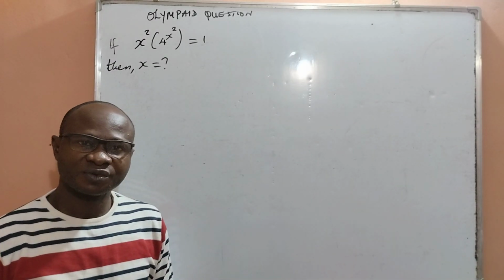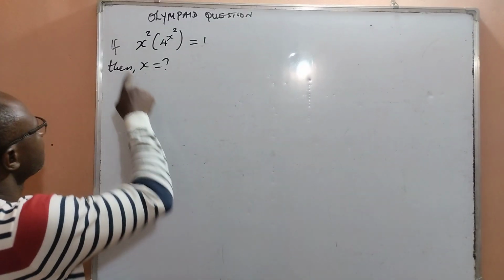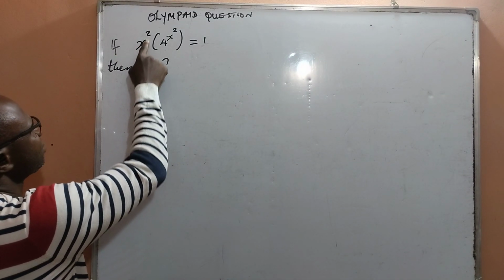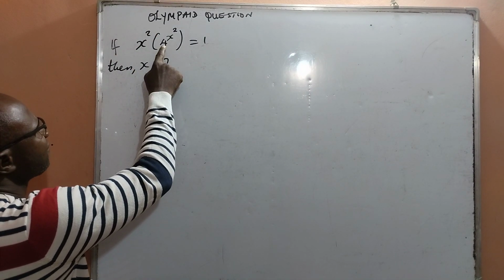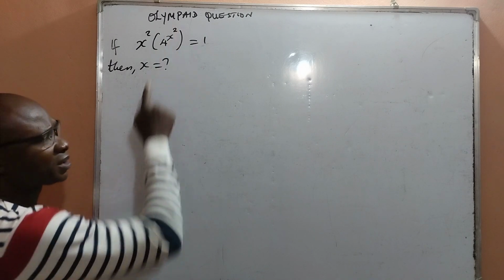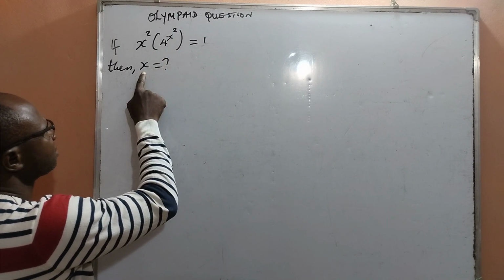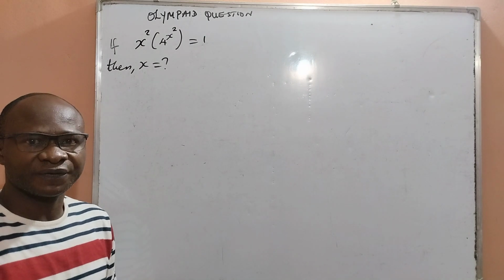Welcome viewers. We want to solve: if x to the power of 2 multiplied by 4 to the power of x to the power of 2 is equal to 1, then what will be the value of x?